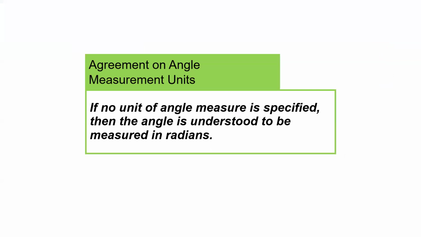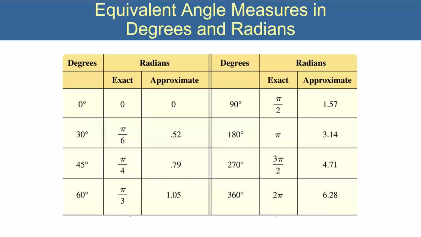Awesome. All right. So agreement on angle measurements. If no unit of angle measure is specified, then the angle is understood to be measured in radians. If there is not a degree symbol or it doesn't say DEG, then it is automatically in radians. Does that make sense? So if it doesn't tell you DEG, then we're going to assume that we're given radians.